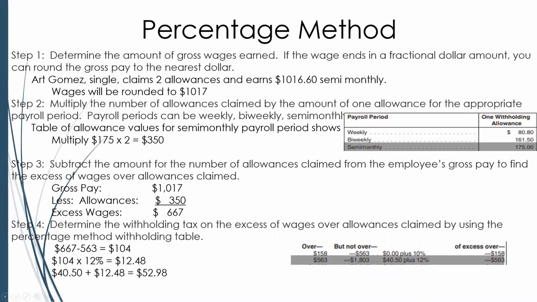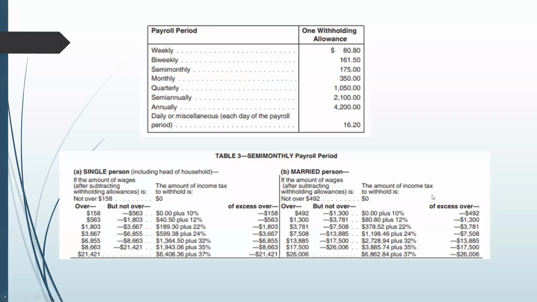Oh, I do want to point out one thing that we did encounter in our calculations. So you can see table 3 is a semi-monthly payroll period. It's just an example I pulled out to show you on here. The A side or the left side is a single person. The B side on the right side is a married person. And if you read at the very top, we're looking at the A side now, it says if the amount of wages after subtracting withholding allowances is not over $158, the amount to withhold is $0.